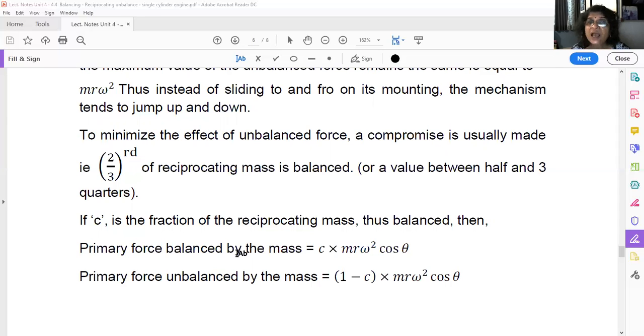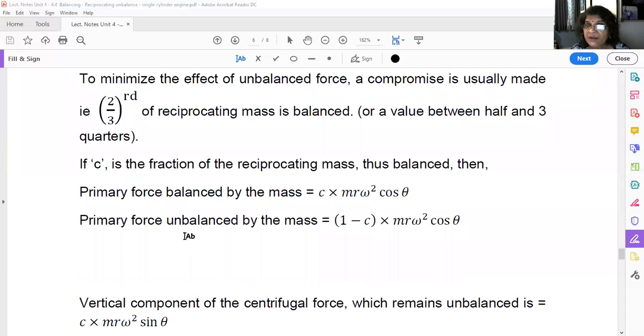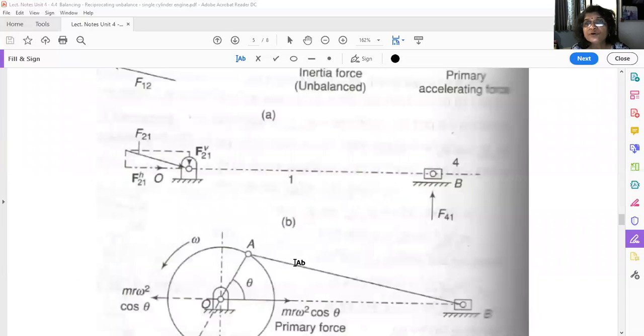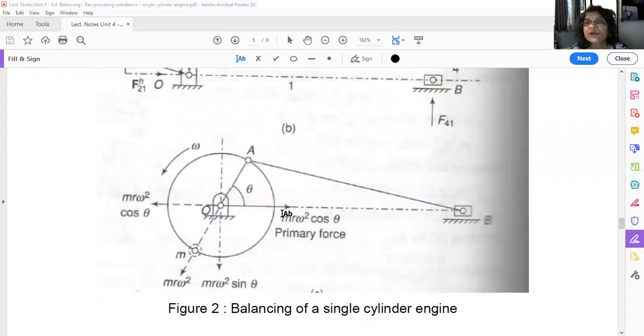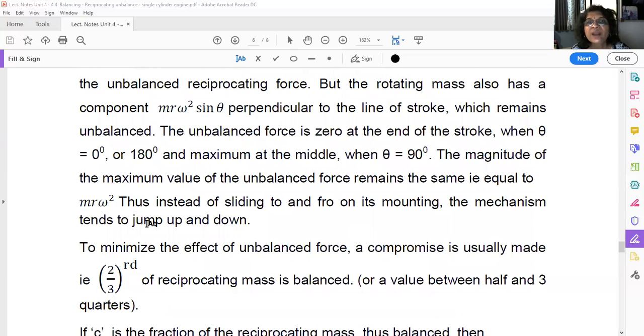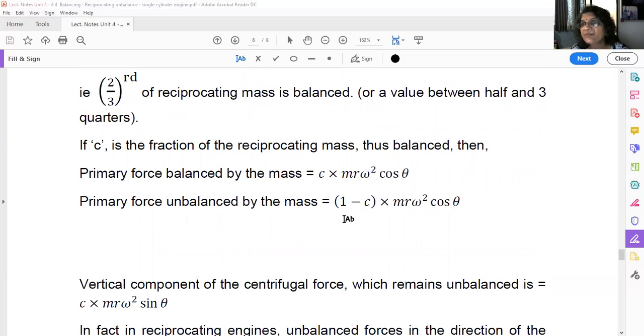So what unbalance remains then? Of the primary force, C times is balanced by the mass, so 1 minus C times is remaining. We are talking about the horizontal component now, because we are not balancing it completely. We are partially balancing, C times. So what is remaining in the horizontal direction? 1 minus C times. That has been shown here. So the primary force unbalance that remains is 1 minus C into MR omega square cos theta.